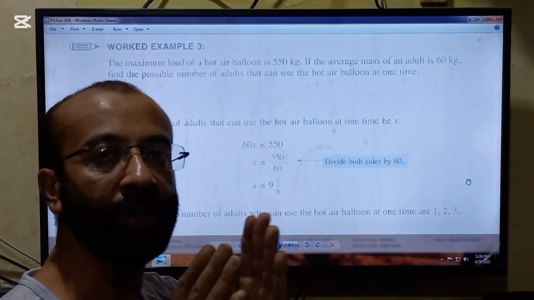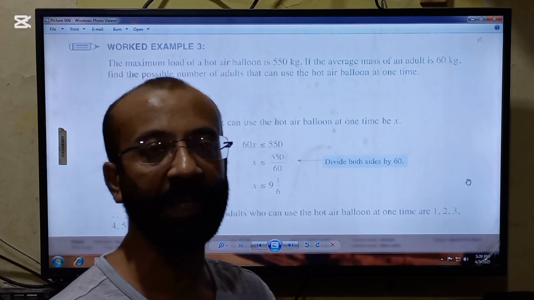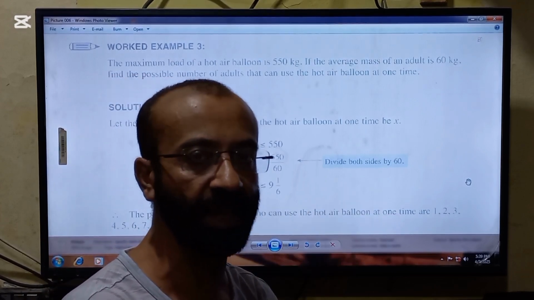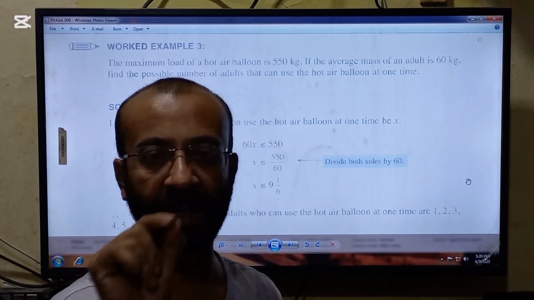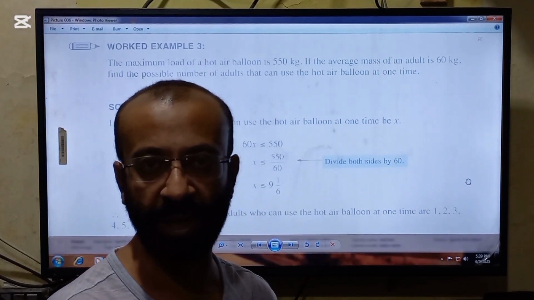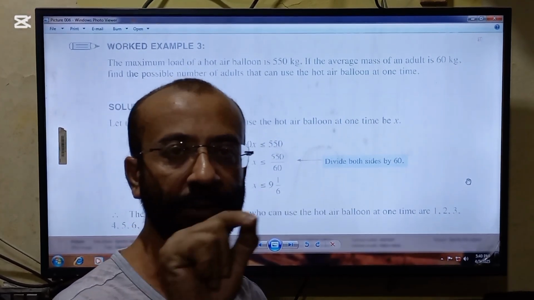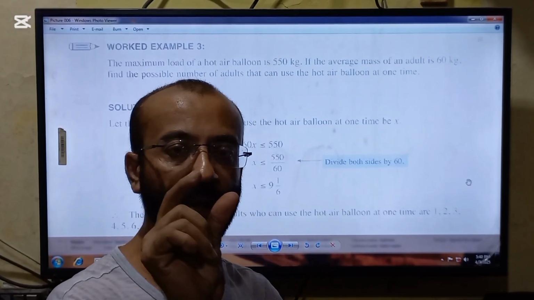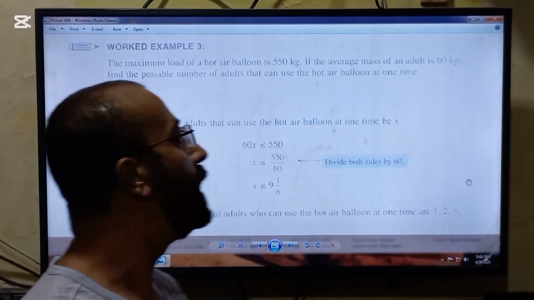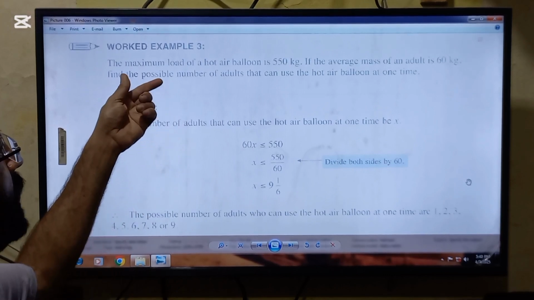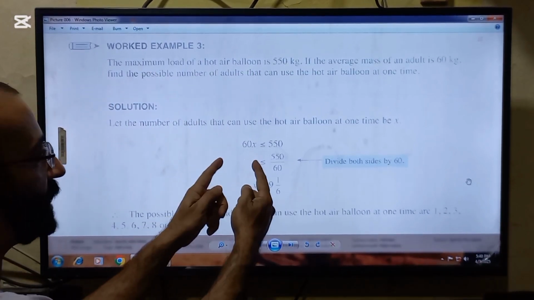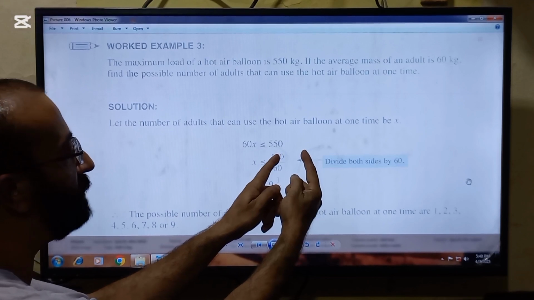We should use 60x, because x will represent the number of persons. If there is one person, 60 into 1 will be equal to 60 kg. If there are two persons, 60 into 2 will be equal to 120 kg. If there are three persons, 60 into 3 will be equal to 180 kg, and so on. So we should use 60x. And the balloon can carry a maximum load of 550, so 550 should be on the right side. So 60x, and the right side will be 550.